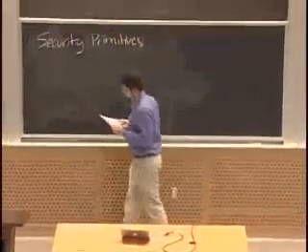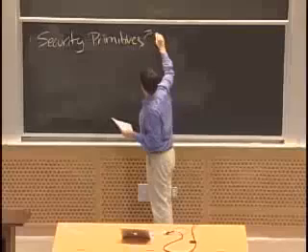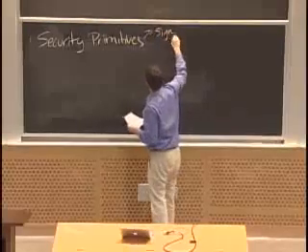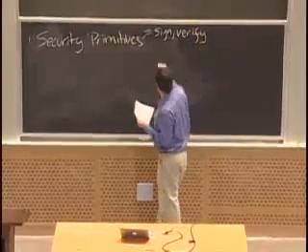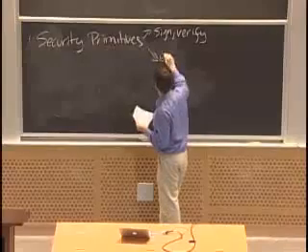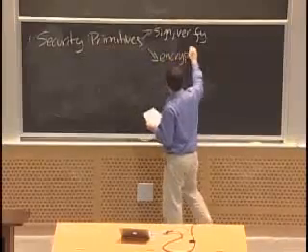We have 2 sets of primitives in particular that we're interested in. One set is called sign and verify. And the other set is called encrypt and decrypt.